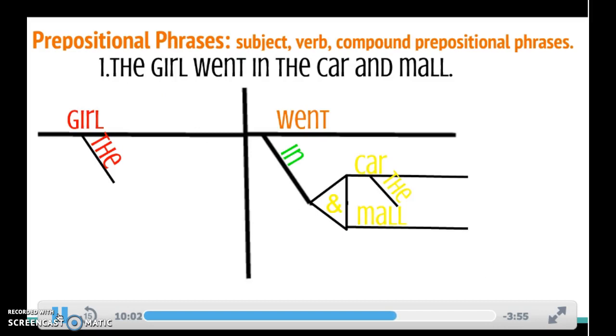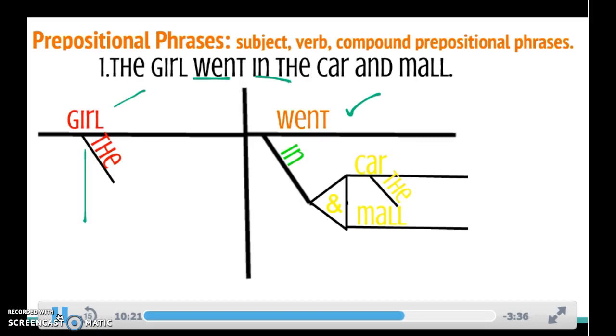1. The girl went in the car and the mall. First of all, what's our verb? Went. So we write here the action. Then we're going to locate our subject. Who went? Well, it's the girl. So we write girl right here, and the is an article, and it's describing the girl. So the goes below the girl.